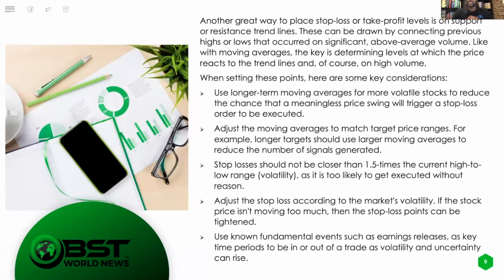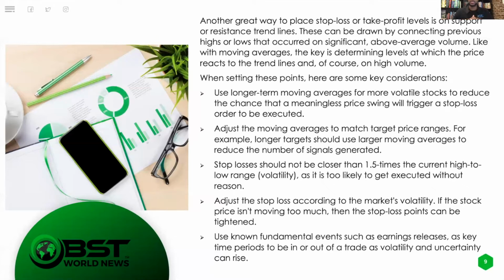Adjust the moving averages to match the target price ranges. For example, longer targets should use larger moving averages to reduce the number of signals generated. So 200-day moving average, 50-day moving average, you're not going to get triggered too many times with those two big moving averages. 20 moving average, sometimes, yes, if the stock price is getting closer to a stage 2 breakout, you might get hit up. The resistance level will be the 20 moving average. You're waiting for the resistance level to get crossed so you can start looking for an entry.